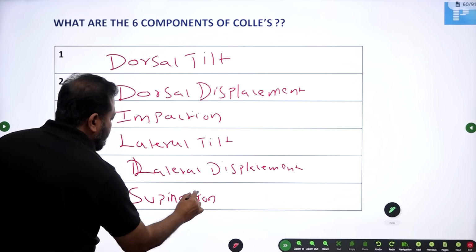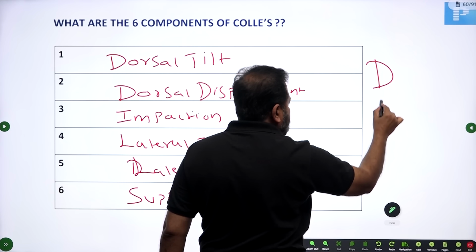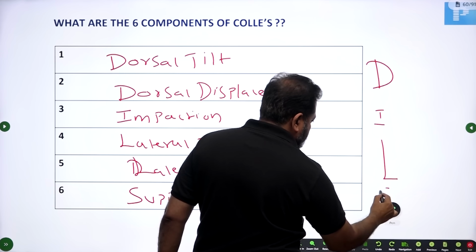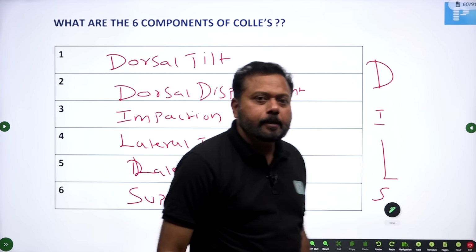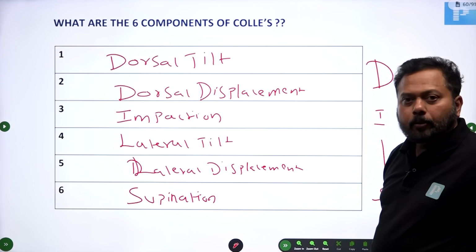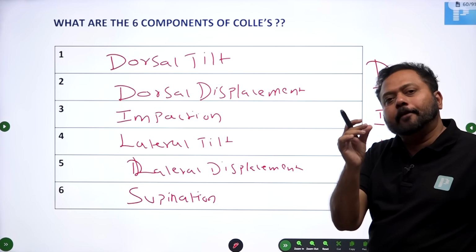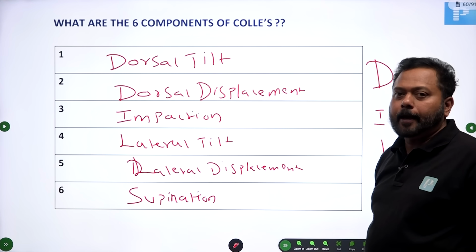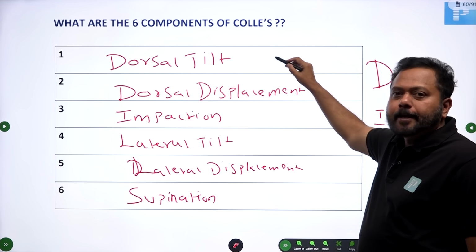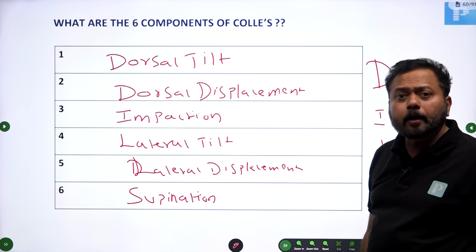This is a golden point. You should never forget. The mnemonic which I used was DILS. That's the mnemonic which I use. In our main recording I had given DILS. It is dorsal tilt. All these are in relation to the distal fragment of the Colles fracture. So, dorsal tilt, dorsal displacement is there. This is called Colles. Instead of dorsal tilt, if there is ventral tilt, ventral displacement, this is called Smith.